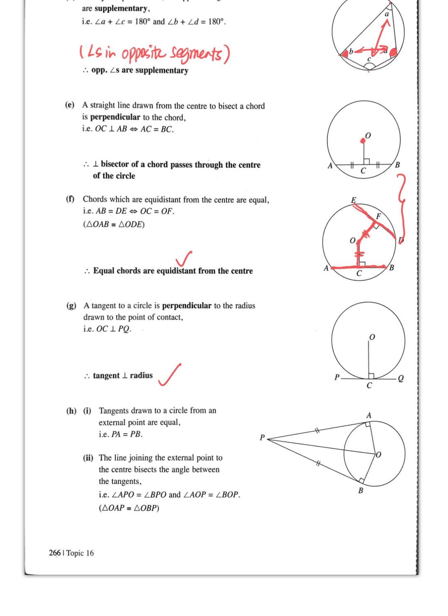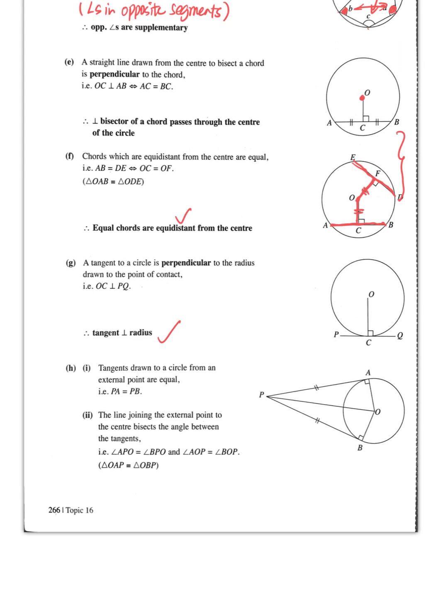When you have a tangent and a circle, very often used. And then you have another property on tangents as well. Tangents drawn to a circle from an external point are equal. Okay, so you have the ice cream cone question. The line joining the external point to the center bisects the angle between the tangents. So basically your triangle APO is congruent to triangle BPO.